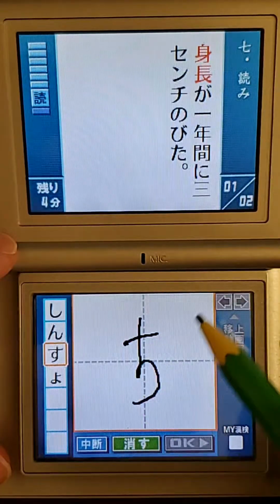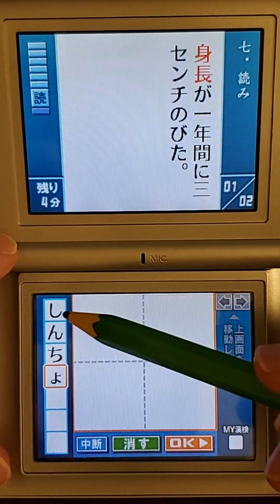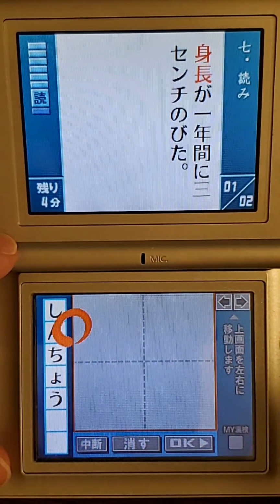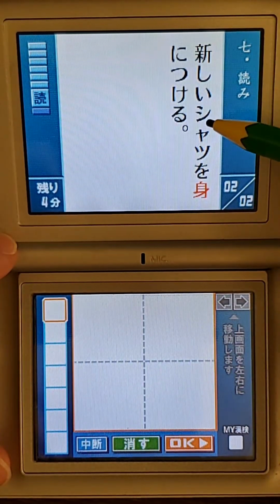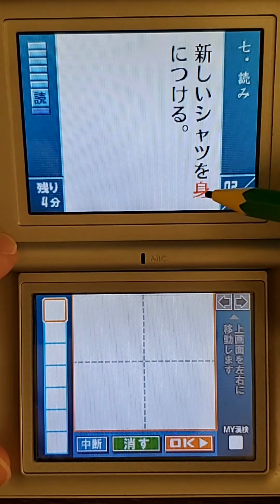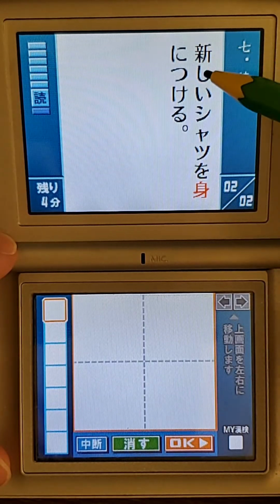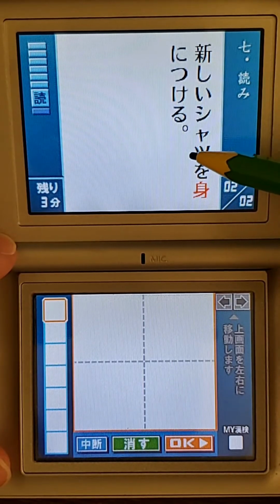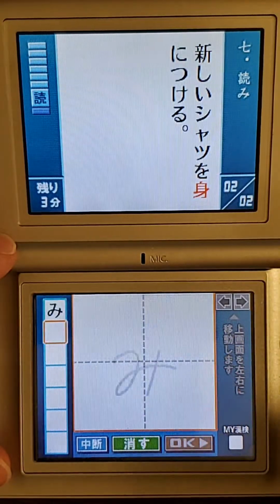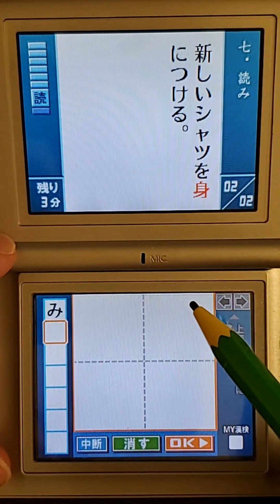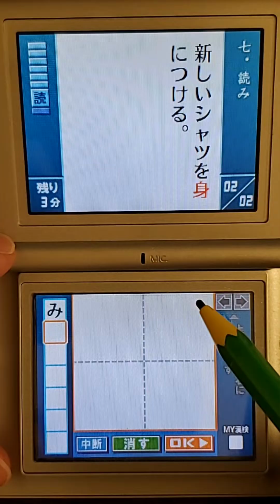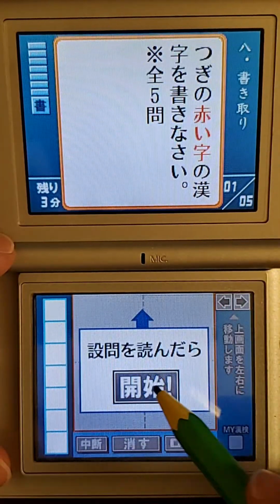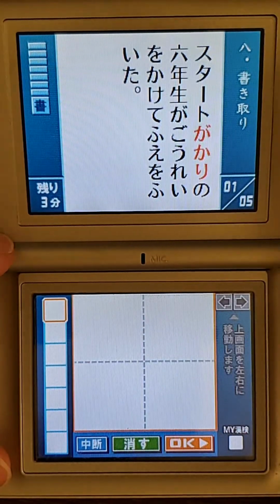Not Su. Shinsuko, that's what it reminds me of. Shinchou. 新しいシャツを身につける. So a new shirt を身につける. What does that even mean? I put a new shirt on my meat, or on my body, I guess. Kind of sounds weird to me, at least.